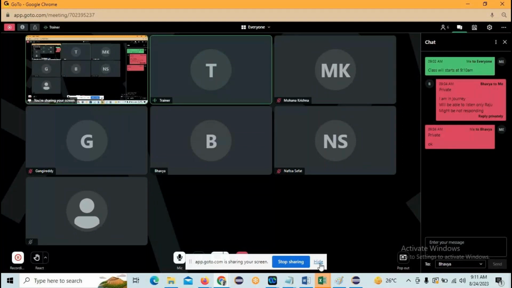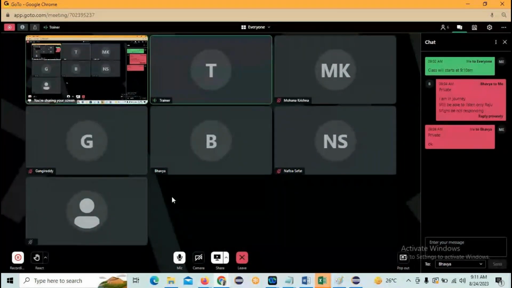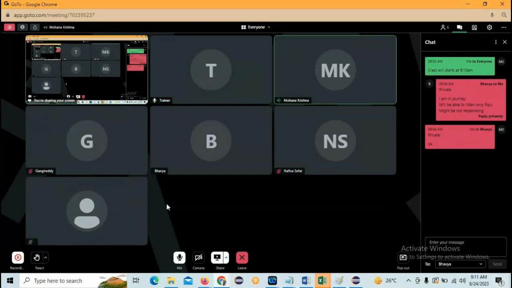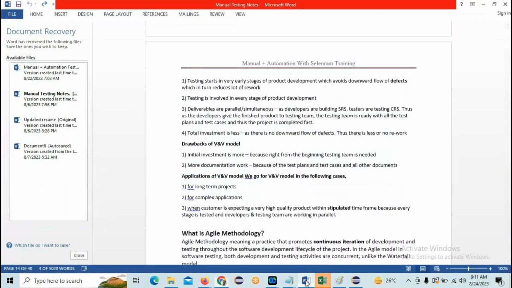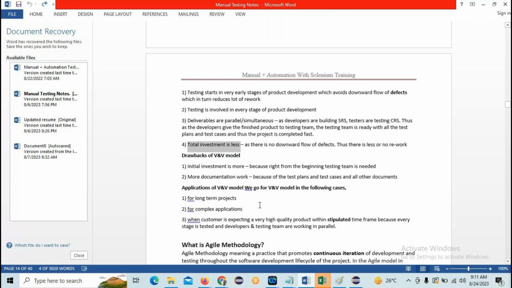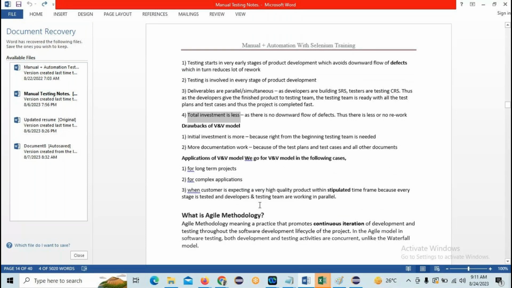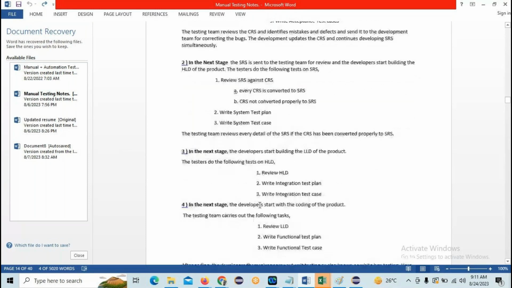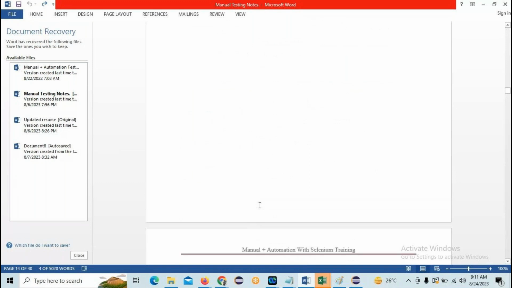What are the topics we have discussed in the previous class? Before yesterday we had class; yesterday we didn't take class due to some personal work. So what did we discuss the day before yesterday? Yes, Raju, you're audible. Can someone please explain what we discussed? No one listened to the class.